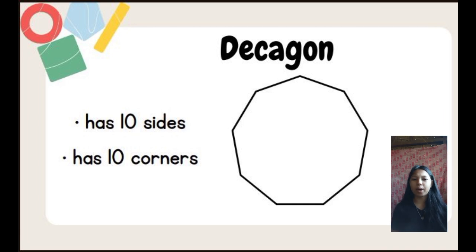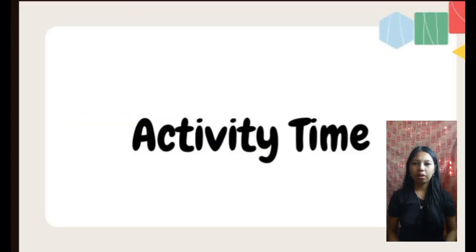The last example is a decagon. A decagon has 10 sides and 10 corners. It looks like a star. And those are the examples of 2D shapes. Do you have any questions? Okay, none. Good. So now let's proceed with our activity.